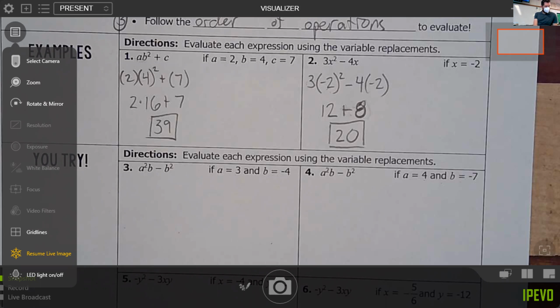Once you get to number 5 and number 6, when you plug in for that first y value, the negative next to it does not go in the parentheses along with the number. Only the number goes in the parentheses to replace y. That negative does not go in the parentheses, and that will make a big difference in your answer. So just a heads up on that.